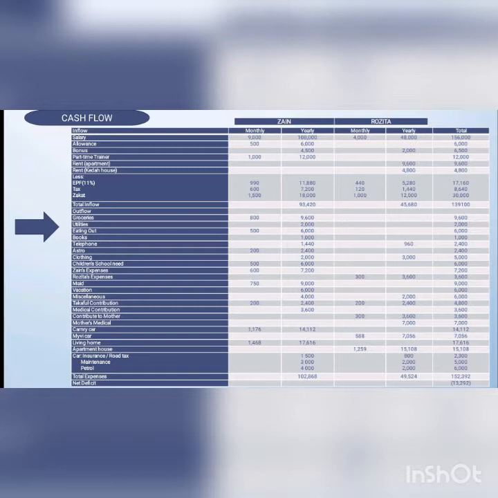As we go down to the expenses, the total expenses for both Zain and Rozita is 152,392. The highest expense for Zain is his yearly living home expenses. The highest expense for Rozita is expenses for her apartment house.